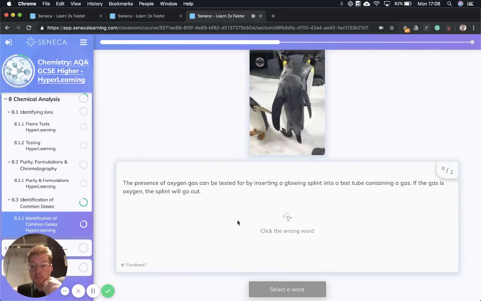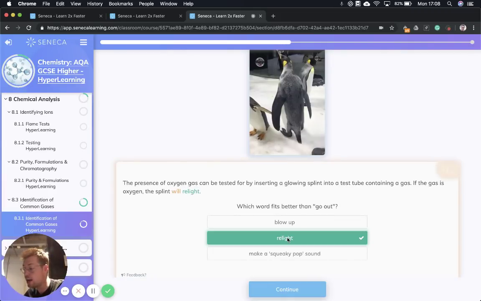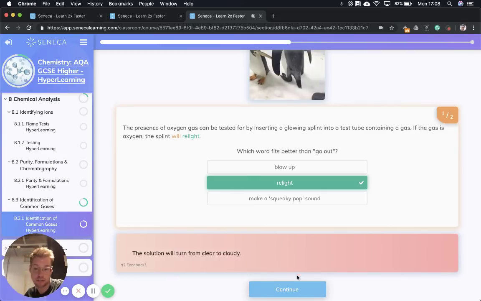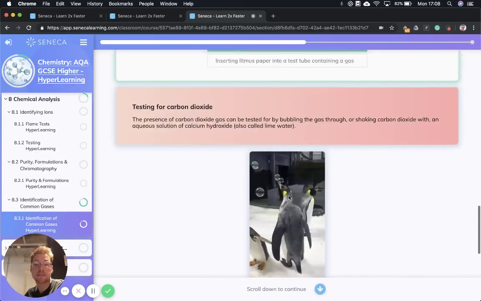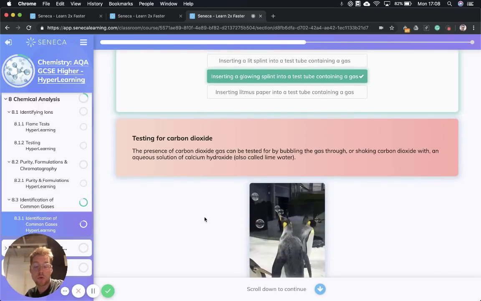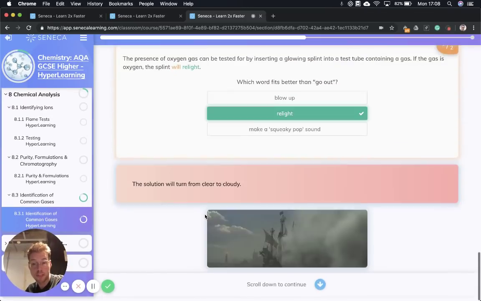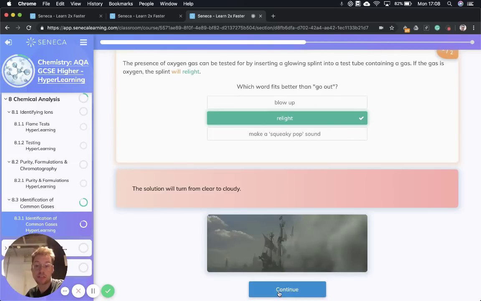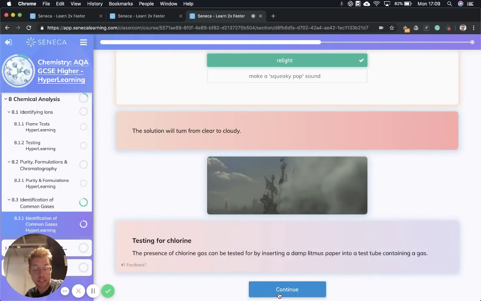Let's consolidate some of the stuff we've covered. The presence of oxygen can be tested by inserting a glowing splint into a test tube containing a gas. If the gas is oxygen, the splint will relight. And let's finish off talking about carbon dioxide. So we bubble a gas or we shake a gas with lime water, and if carbon dioxide is present, the solution will turn cloudy. It will go from clear to cloudy.